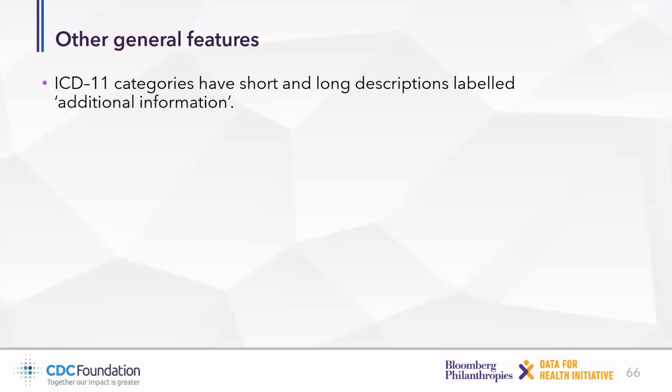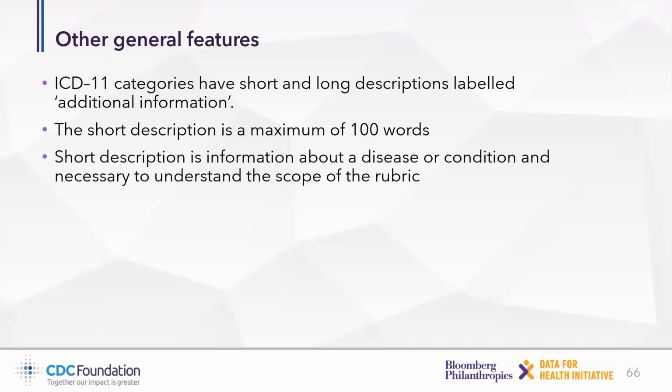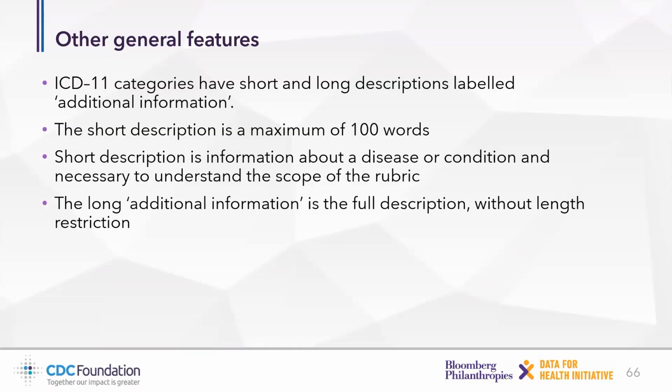There are other general features. ICD-11 categories have short and long descriptions labeled additional information. In ICD-11, the short description is a maximum of 100 words. The short description is information about a disease or condition and is necessary to understand the scope of the rubric. The long additional information is the full description without length restriction.